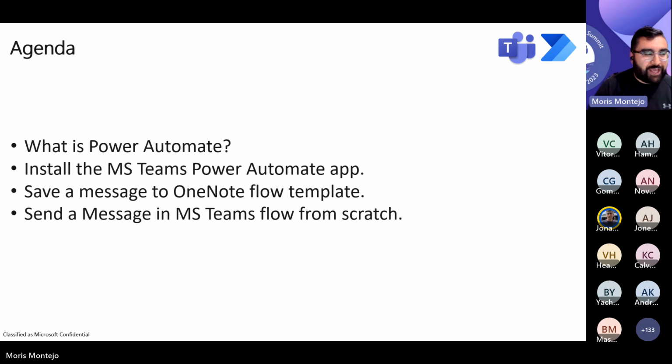The first one's going to be saving a message to OneNote, leveraging the trigger a flow from a message in Microsoft Teams. That's a very popular one. So this flow is very, very popular. I know everyone's going to like it.